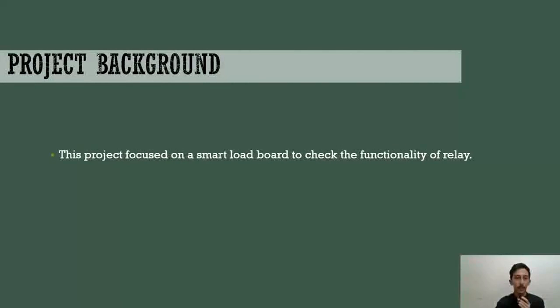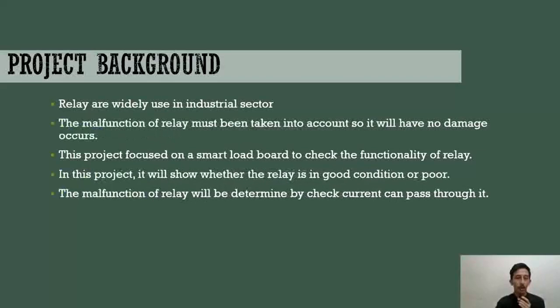Let's start with the project background. As we all know, relays are widely used in the industrial sector. Since they are widely used, a relay may malfunction, so it must be taken into account so that no damage occurs. This project focuses on a smart board to check the functionality of relay. It will show the relay in good or poor condition. The malfunction of a relay is determined by checking how much current can pass through it.